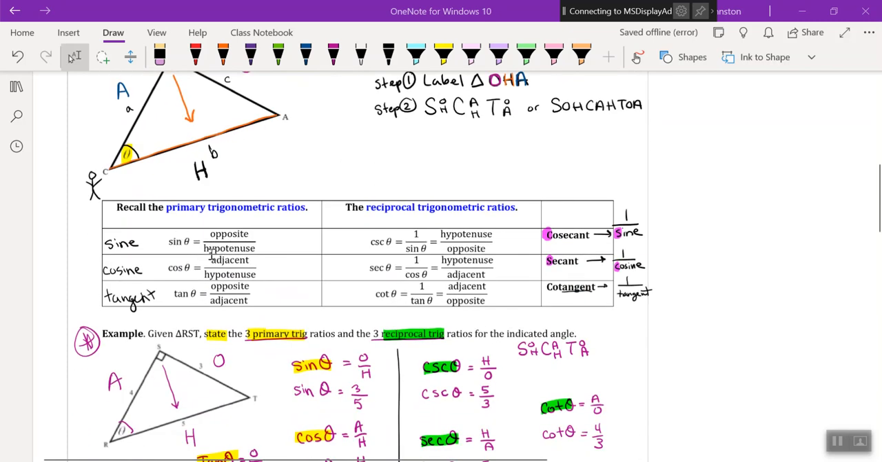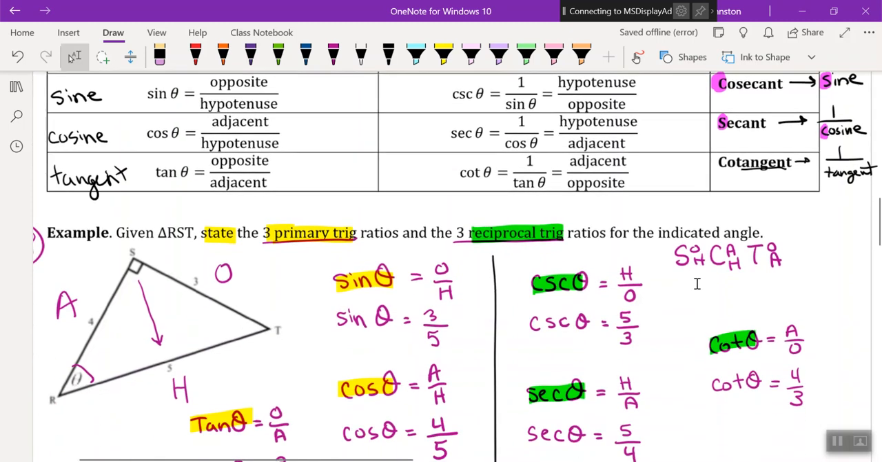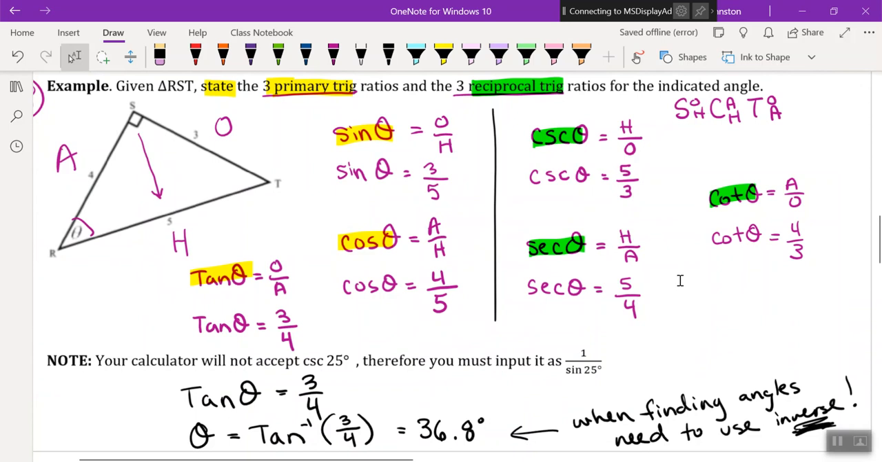Okay, so we have our primary trig ratios and our reciprocal ratios. We have sine, cos, and tan. We should know those ones, which are the primary trig ratios. And then we have the reciprocal ratios, which are the opposite. So 1 over sine, which is cosecant, 1 over cos, which is secant, and 1 over tan, which is cotangent. We can see that sine and cosecant, the S and C, go together, but not S and S or C and C. All right, so here we're just stating the primary trig ratios and their reciprocal trig ratios.